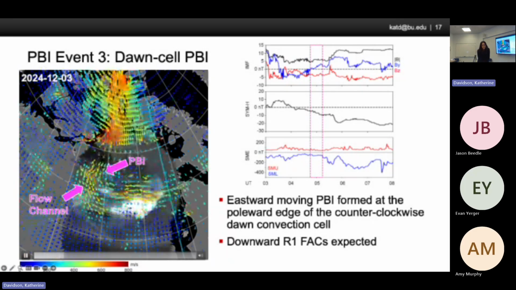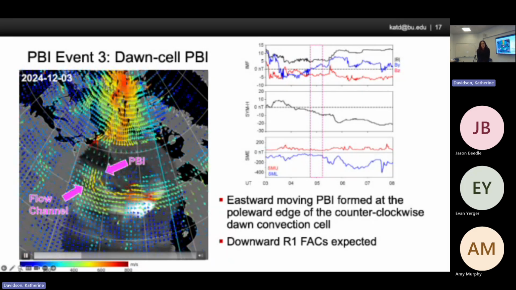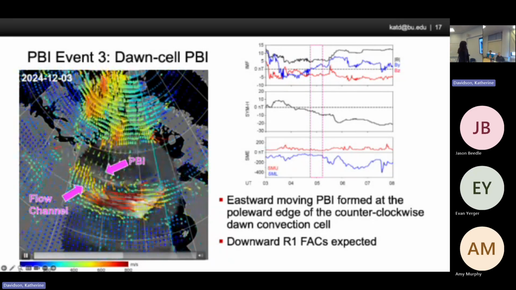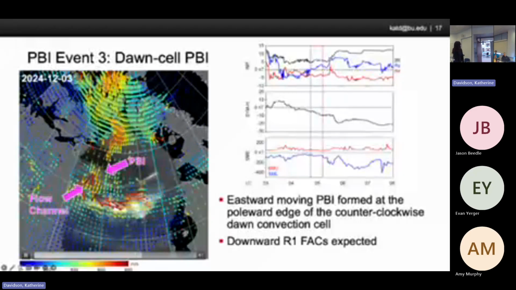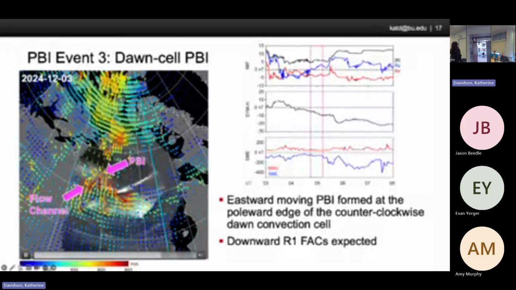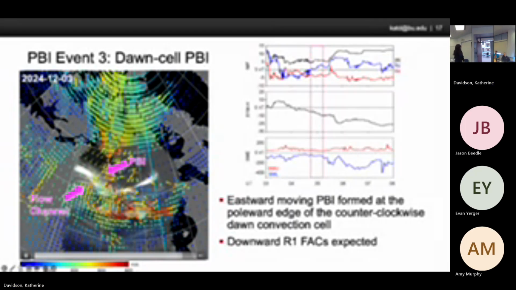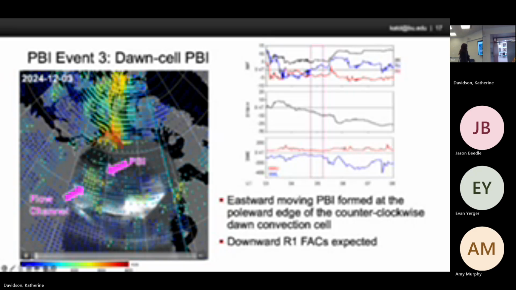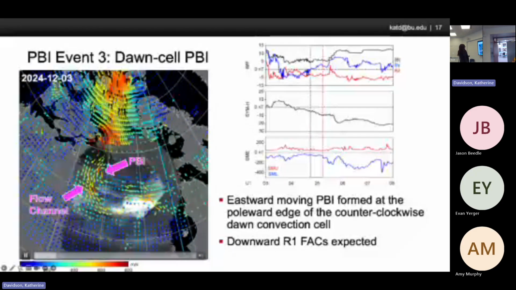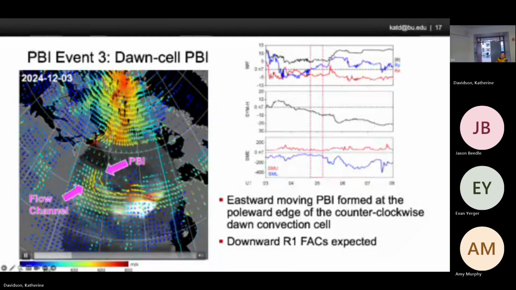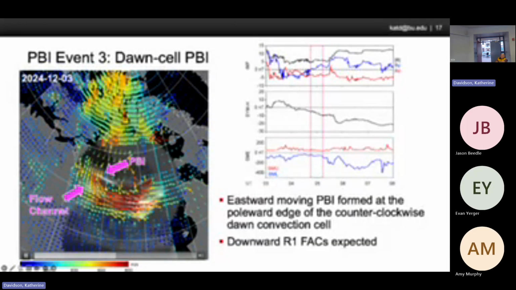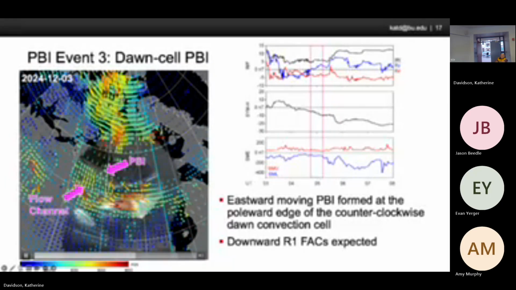So there's already enhanced flows and some enhanced activity going on prior to this specific PBI, but there's our PBI there. And it just drifts eastward along with the eastward moving flows. And then it spreads across the entire field of view, gearing up for the substorm onset. So here's our enhanced flows. And after a flow burst, we get a PBI there and drifting eastward.